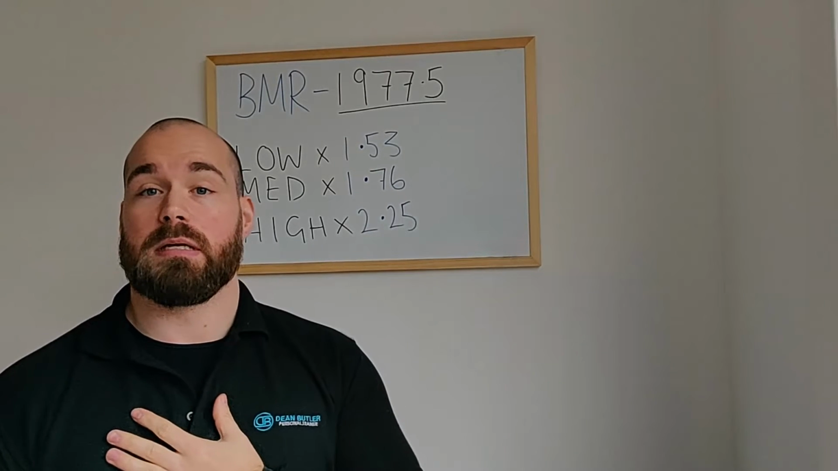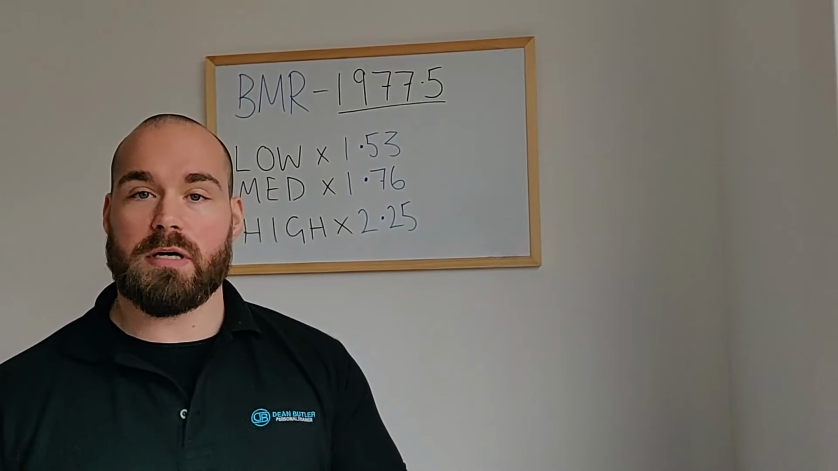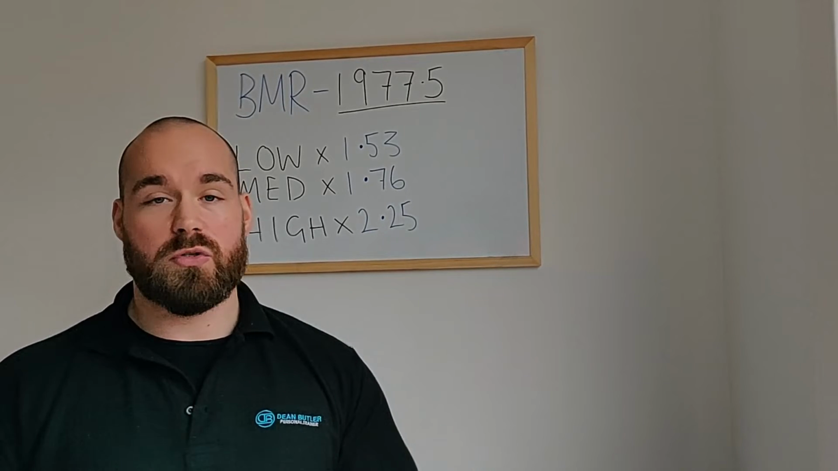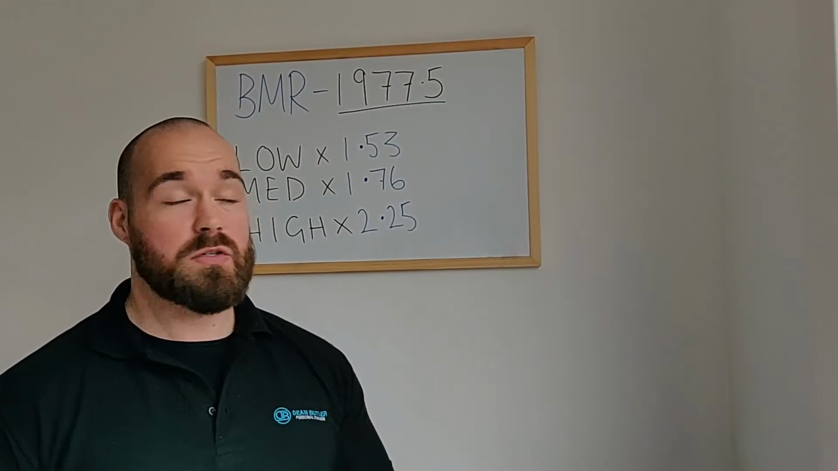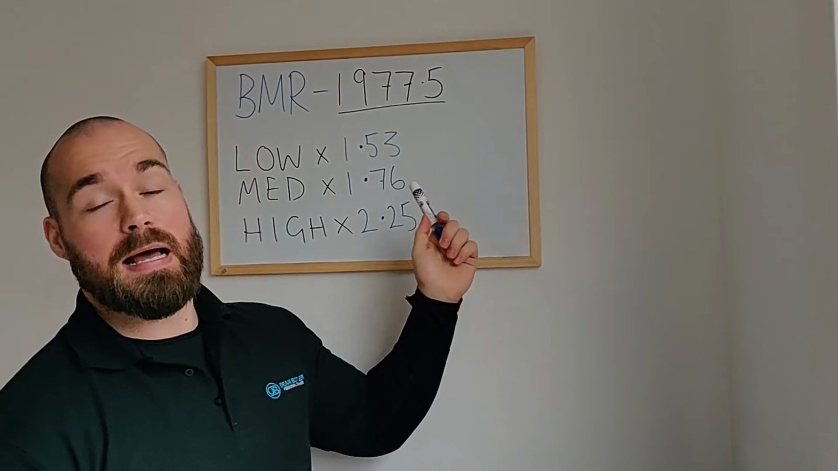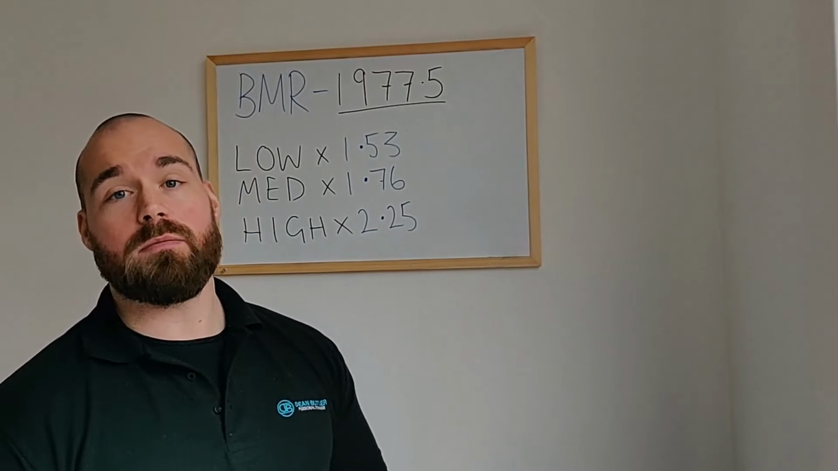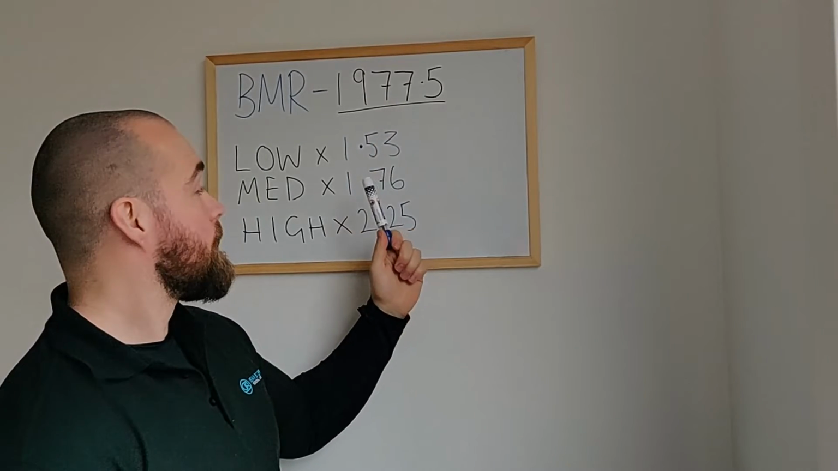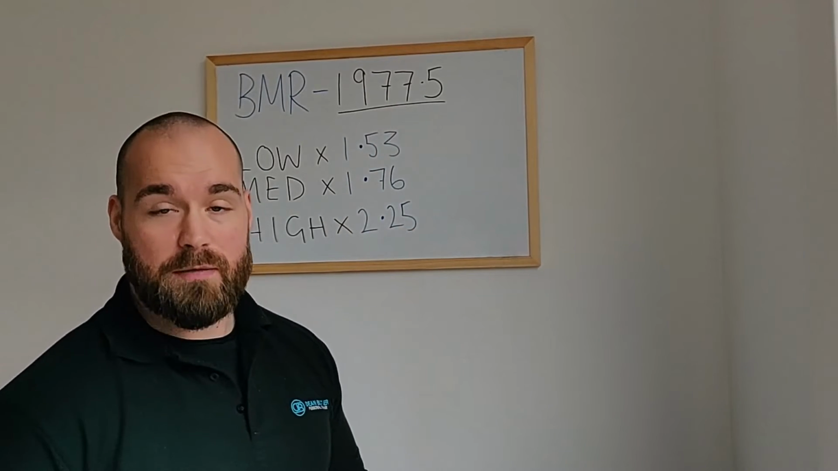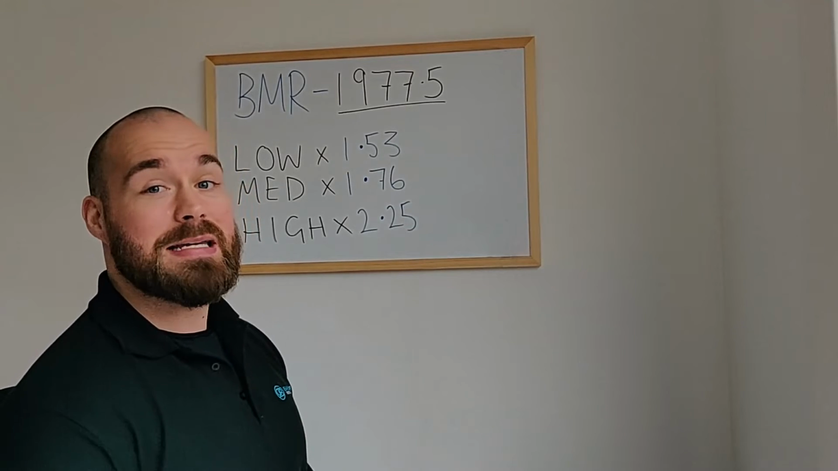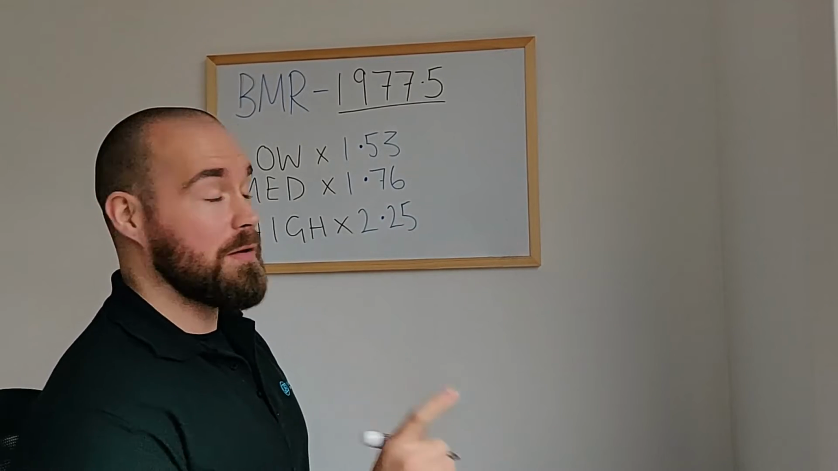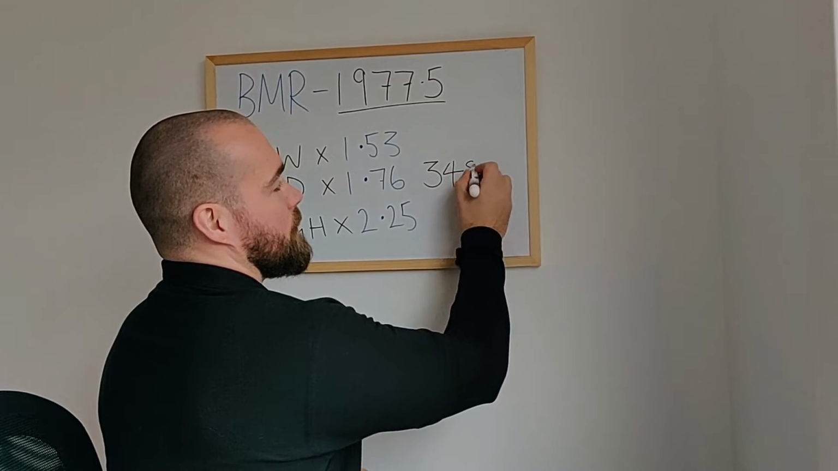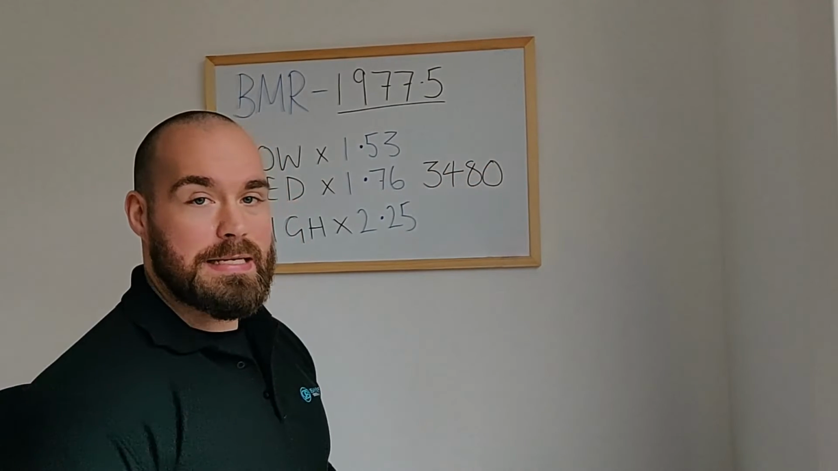Now, me personally, I work an office job alongside my personal training. I go to the gym 4 times a week. I also do cardio bits and bobs on my days off. So I would suggest that I personally have a medium activity output level, which for me means I need to multiply my BMR calories by 1.76. I've done the sums already. This means I need a total calorie requirement of 3,480 calories.